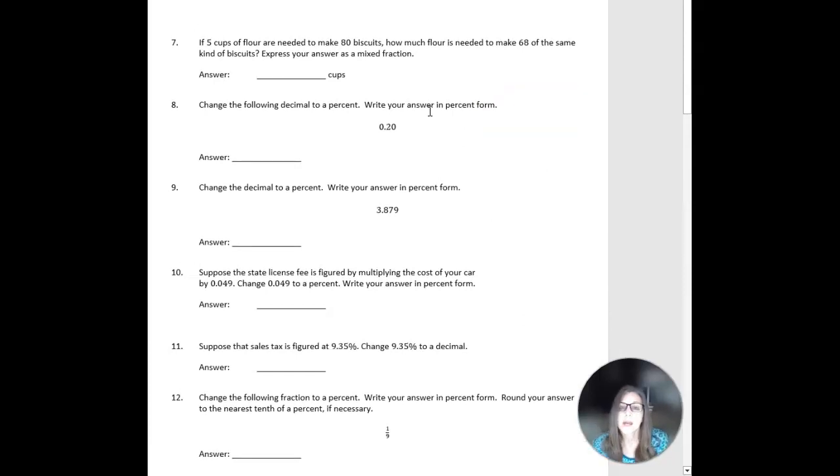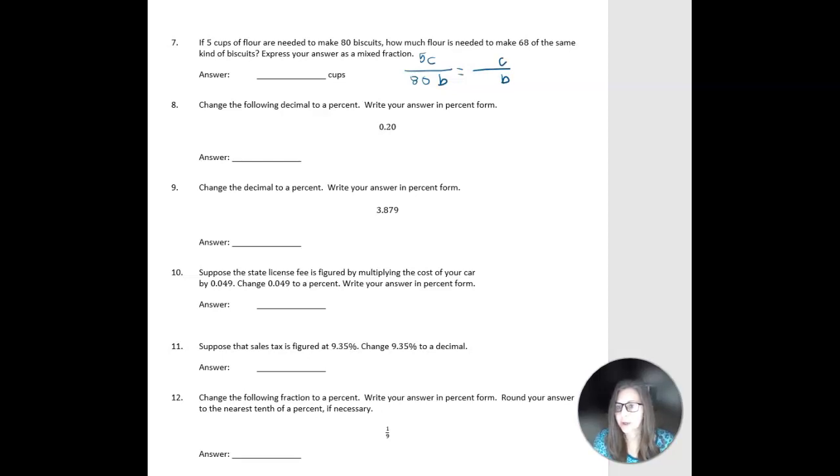7. If 5 cups of flour are needed to make 80 biscuits, okay, let's write this down. 5 cups of flour make 80 biscuits. It's always helpful to put a letter with your numbers so that you know what the other side has to also be. It has to be cups on the top and biscuits on the bottom.